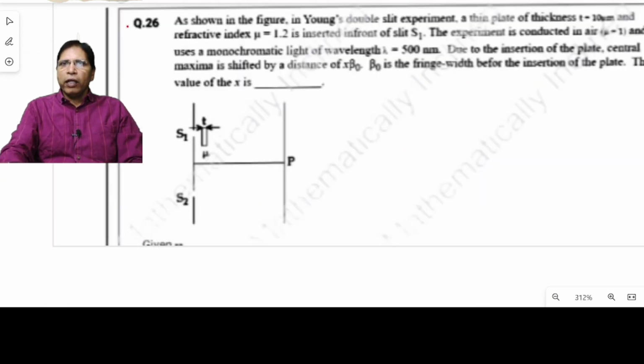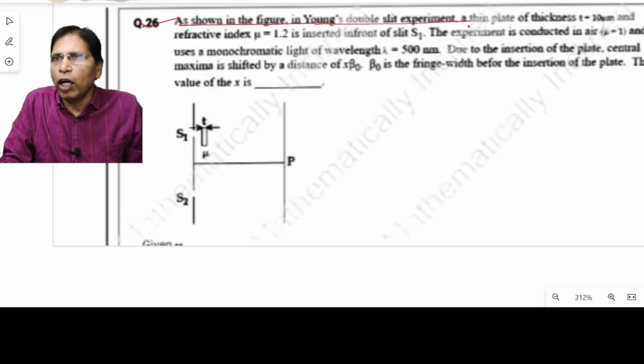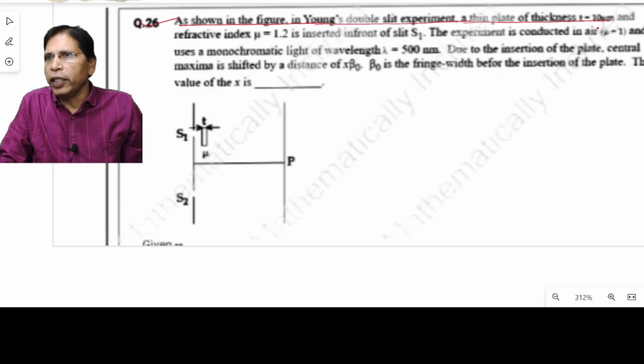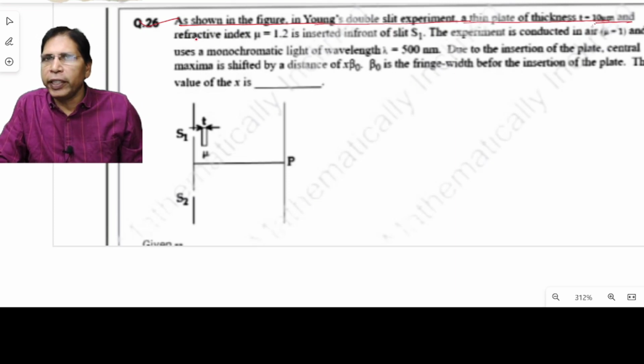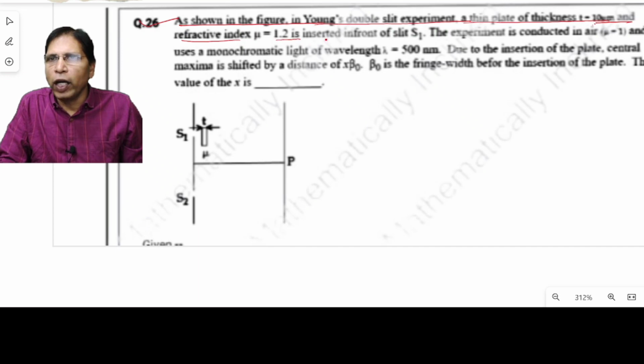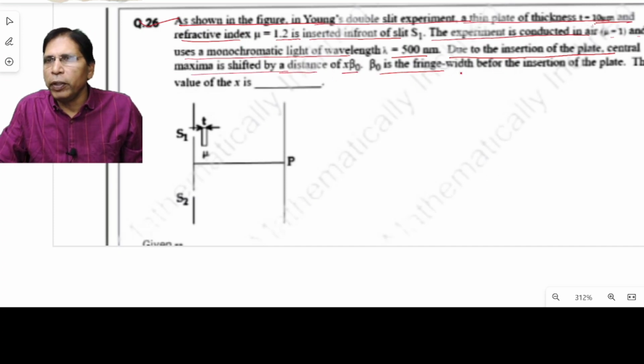Okay. Now question number 26. As shown in the figure, in Young's double slit experiment, a thin plate of thickness 10 micrometer and refractive index mu equals 1.2 is inserted in front of a slit. The experiment is conducted in air, mu equal to 1, and uses monochromatic light of wavelength 500 nanometer. Due to the insertion of the plate, the central maximum shifts a distance of x beta naught, where beta naught is the fringe width before the insertion of the plate. Now the value of x.